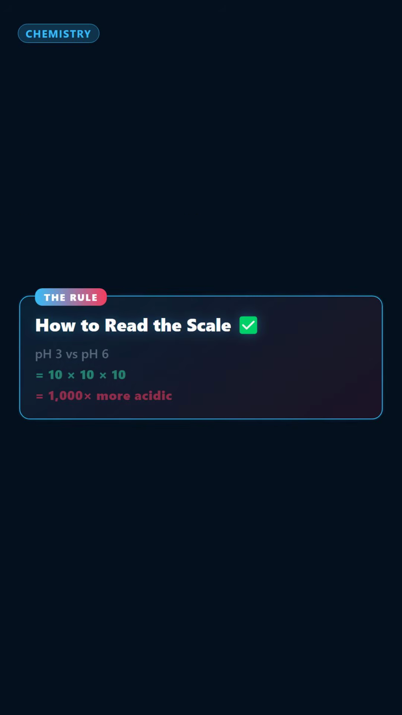So here is the rule to remember. Every whole number on the scale represents a 10-fold difference, not a one-step difference. That means pH 3 is not 3 times more acidic than pH 6, it is 10 times 10 times 10, which works out to 1,000 times more acidic.